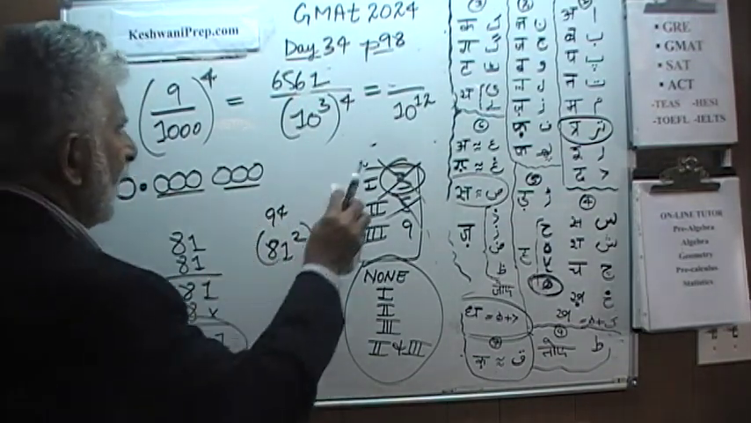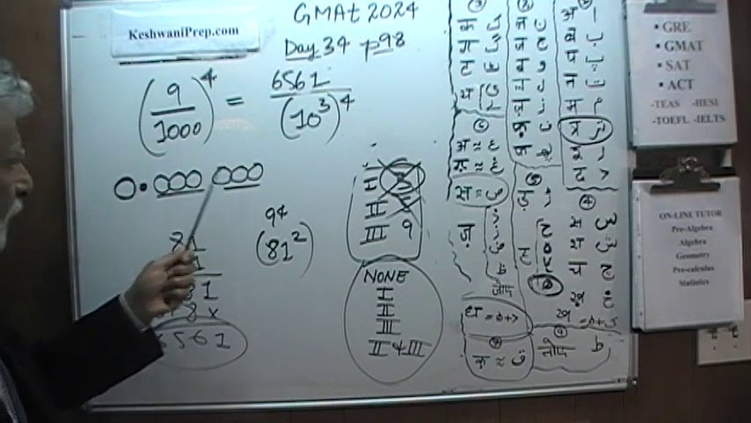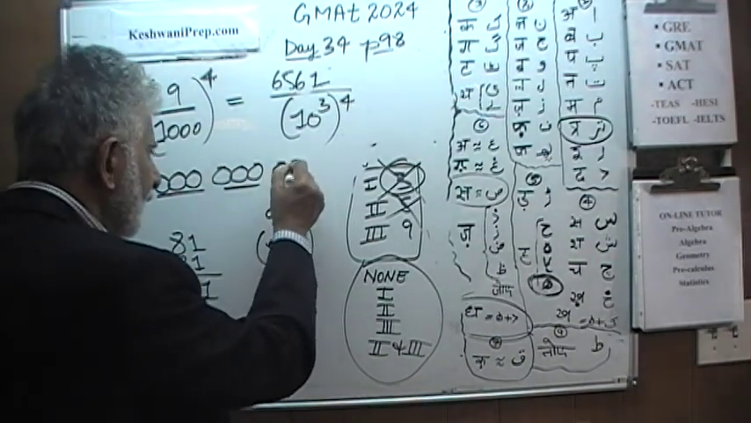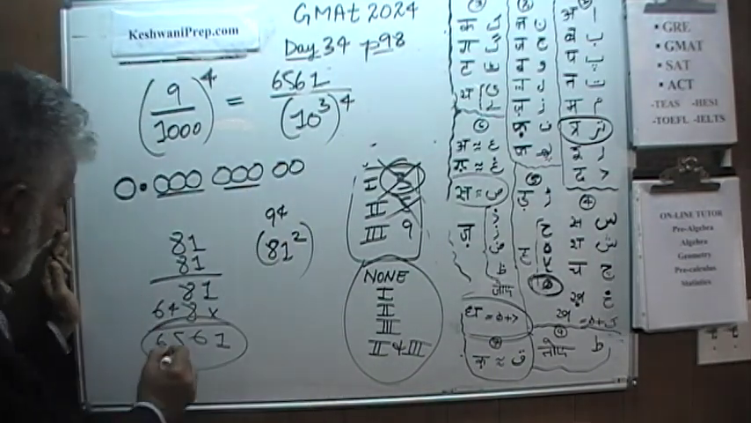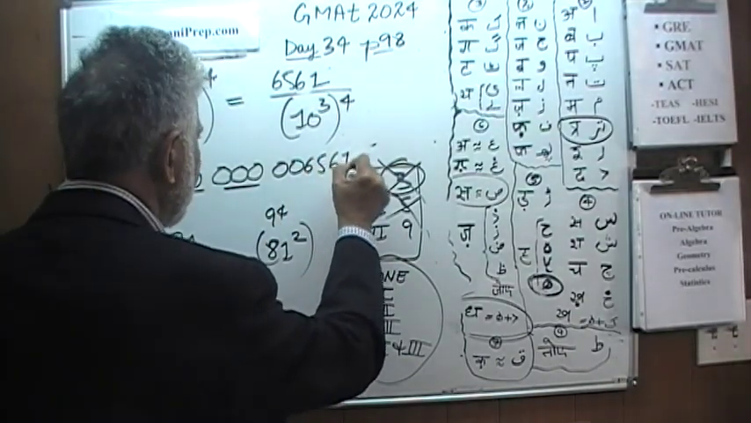So what do you suppose is going to happen? We can only move it 4 spots. 1, 2, 3, 4, 5, 6. That brings it to 8. And now we have 4 digits here: 6, 5, 6, 1. That's what we get.